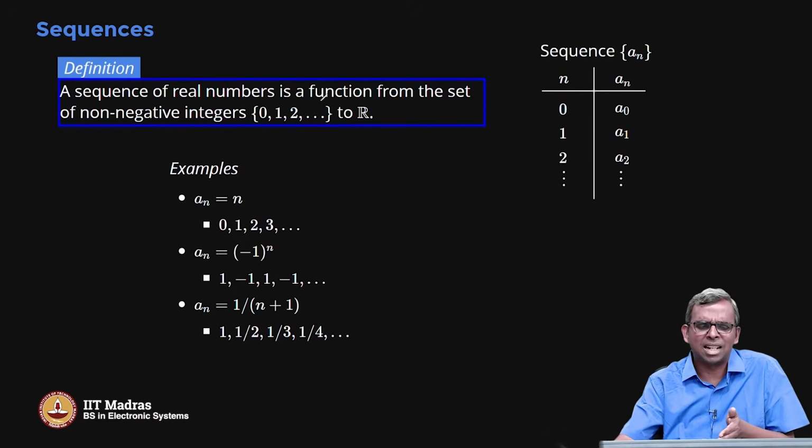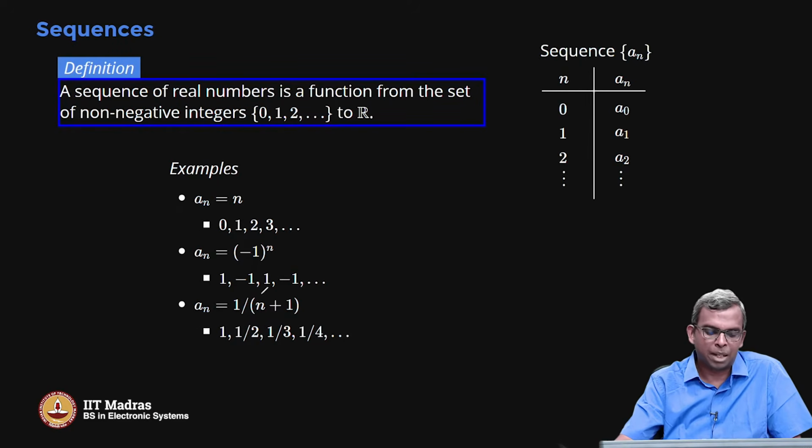Later on, we will start at 1 instead of 0. At that time, it will just be 1 by n. So, this 1 by n sequence is very, very important. 1, 1 by 2, 1 by 3, 1 by 4, and so on. So you can see that this has a different nature, right? So 1, 0.5, 0.333, 0.25, and so on.